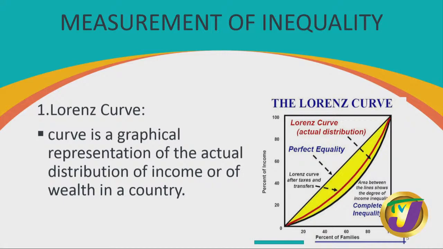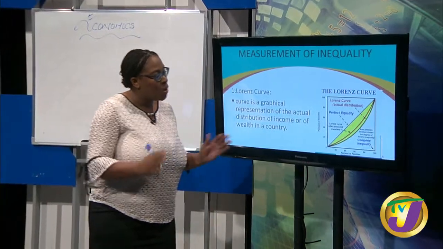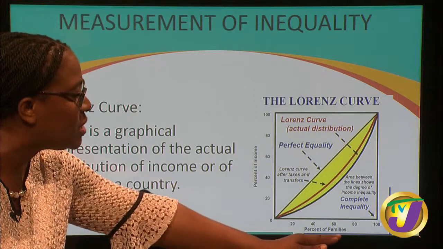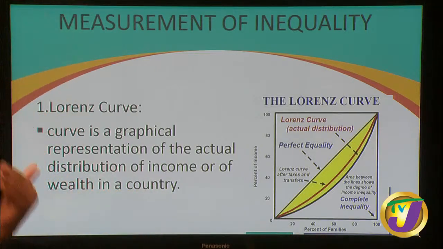I can see that you are remembering. But let's look at the Lorenz curve first. It is looking at the actual distribution of income or wealth of a country. Now, if you look at the diagram here, just to refresh your memory, that 45-degree line represents what is called perfect equality. That means we're looking at the percentage of income versus the percentage of families, and income is distributed equally.